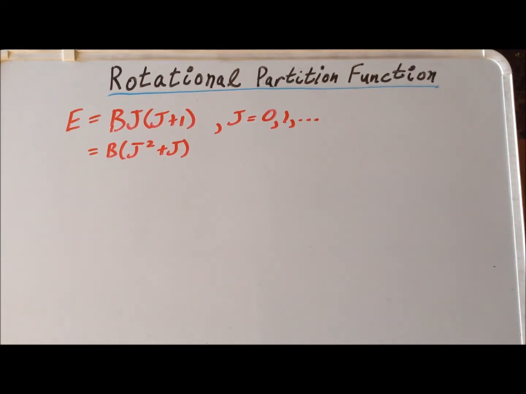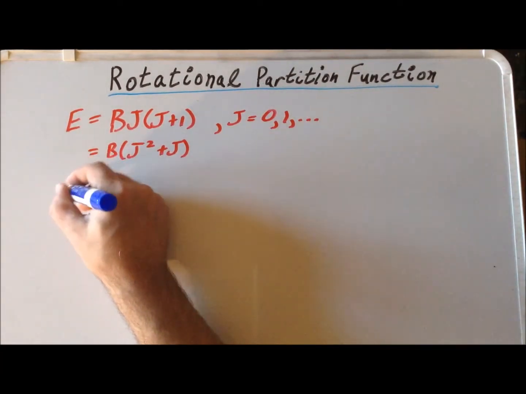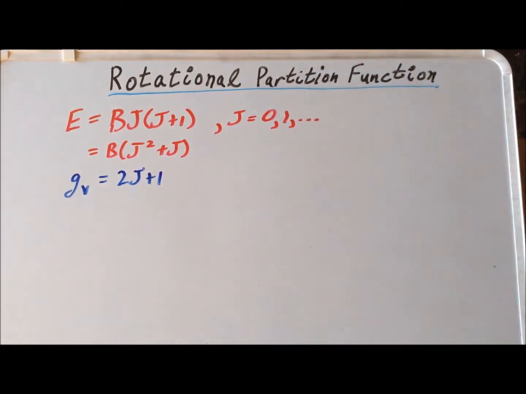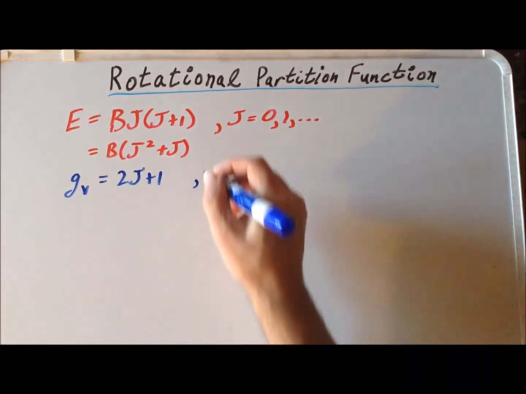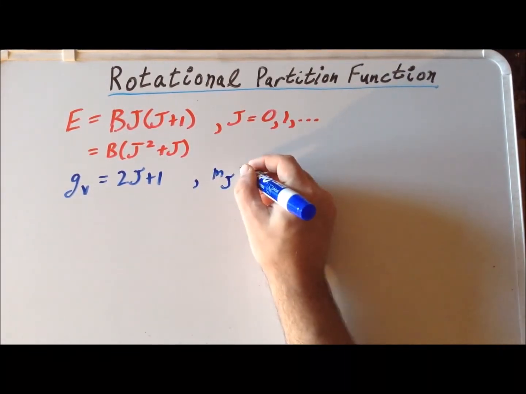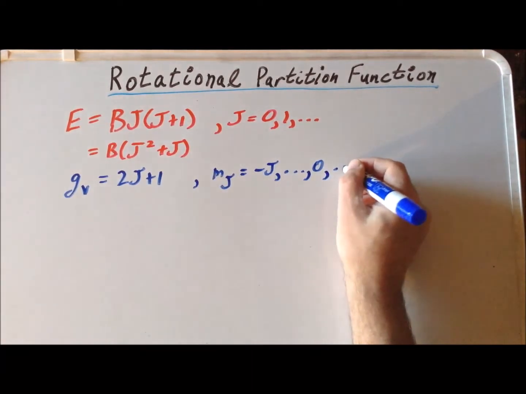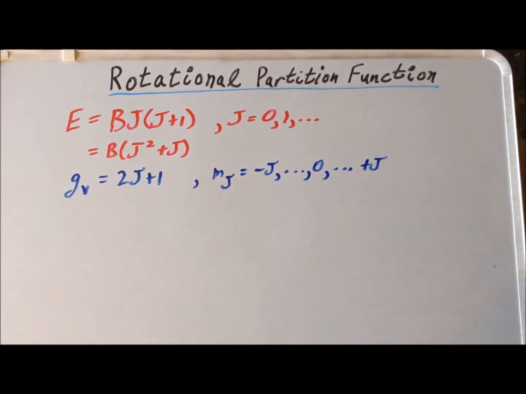Now, unlike the case of the harmonic oscillator for vibrations, where we have no degeneracy, in this case we have G sub J, the degeneracy of each state, which is equal to 2J plus 1, where J has the same limits as before. If J is equal to 0, the degeneracy is equal to 1, it is non-degenerate. But any other J state after J equal to 0 is 2J plus 1 degenerate. Just to remind us why this is so, recall that we have M sub J values, which go from minus J, increasing by an integer, through 0, going up to positive J. So this gives us the 2J plus 1 degeneracy for the energy levels of rotation.